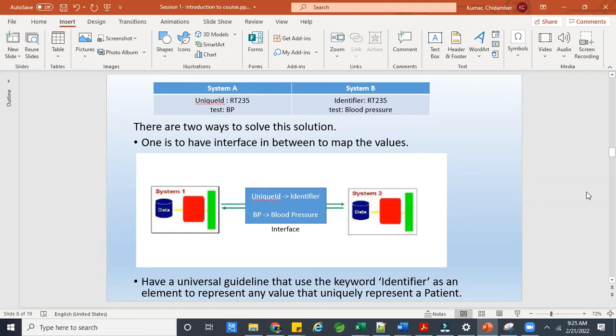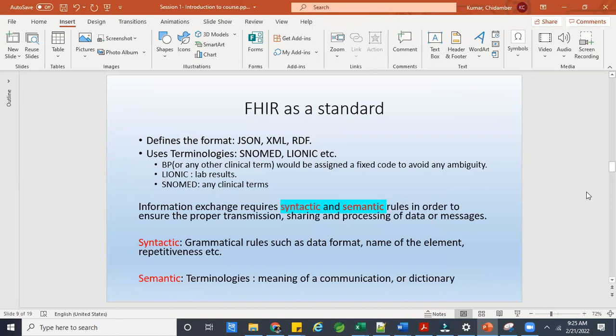So what FHIR does is define the format: if you are adhering to FHIR, then you can use only these formats: JSON, XML, and RDF. RDF may be new to you, but for the sake of knowledge, let's place it here. We'll understand what RDF is at a later point. But there are 3 standards that FHIR supports: JSON, XML, and RDF.